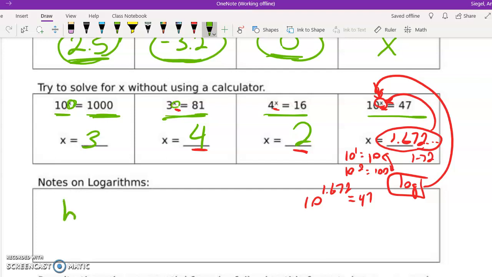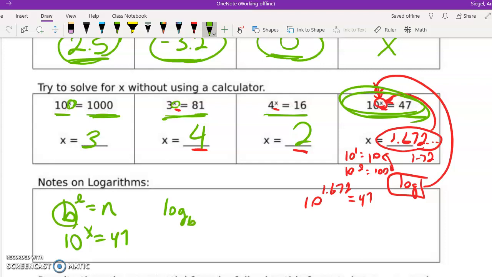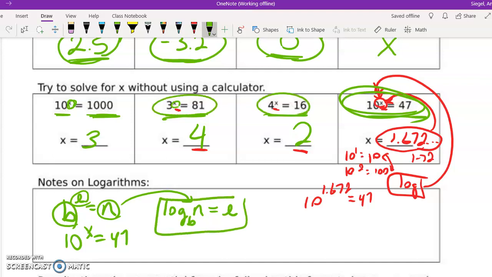So I'm going to start off with what we know. We have a base and we have an exponent that's equal to a number. So we have this right here, like 10 to the x power equals 47. I'm going to rewrite this as a logarithm. That b is going to be the base of my logarithm, so it's going to go there. My number is going to go here, and logarithms are always set equal to an exponent, so my exponent goes here.